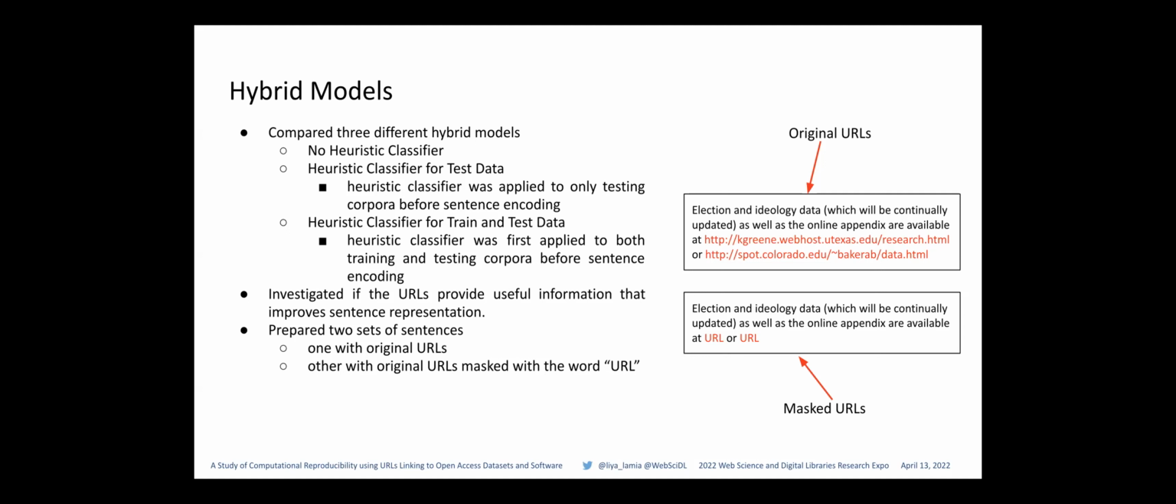Other than that, we have also investigated in our work whether the URLs themselves provide any useful information that can improve sentence representation. For that purpose, we took the original sample set of sentences and made 2 different versions of the dataset. In one set, we kept all the original URLs preserved. In the second one, we masked the original URLs with the word URL. These are 2 examples. In the first one, all the URLs are kept intact in the sentences, but in the second one, the URLs were masked by the word URL.